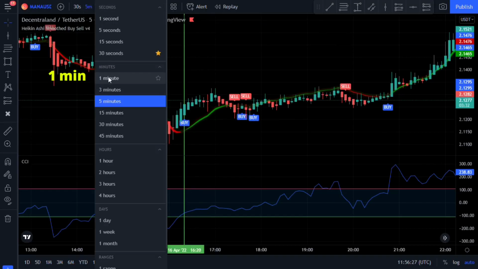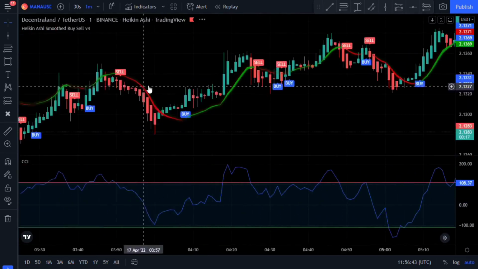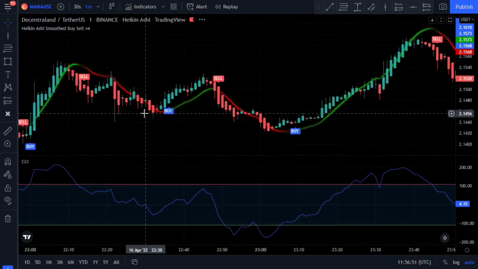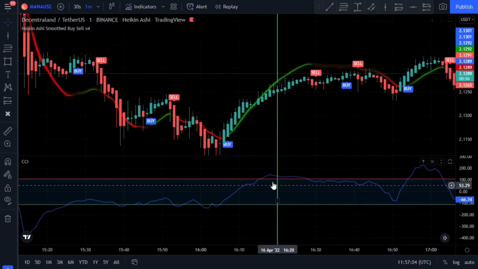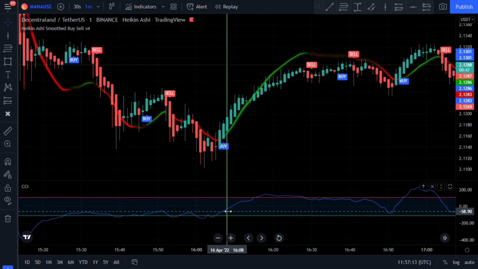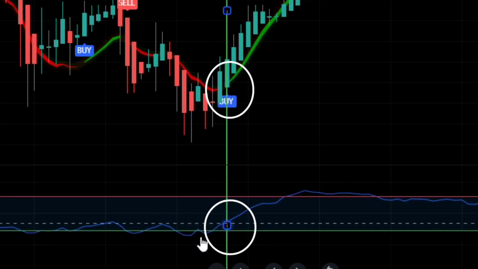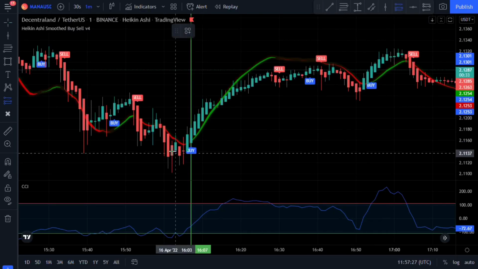And in the last step, I set the time frame to 1 minute. I look to find the vertical line in the chart. Well, I put the vertical line exactly on the valid signal. Now I will open a buying position in this time frame.